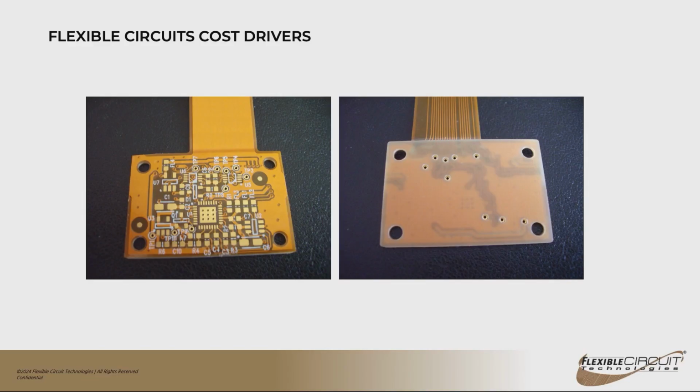The only drawback is all of your SMT has to be on one side in each area that you're doing SMT. So in this particular case, all of the SMT was on the top side, which is shown on the left, and the stiffener was on the back side, which is shown on the right.